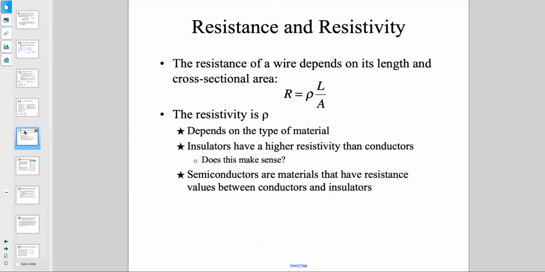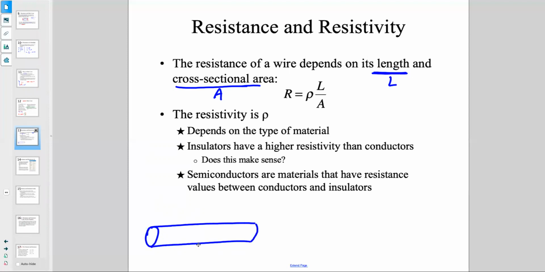Resistance and resistivity. The resistance of a wire depends on its length. So length is important: longer, more resistance. And the cross-section area, which is A, which is right here. L and A, that's the relationship in there. So R is rho L over A. This L is the length of the wire. This A is the cross-section area. The cross-section area is this.